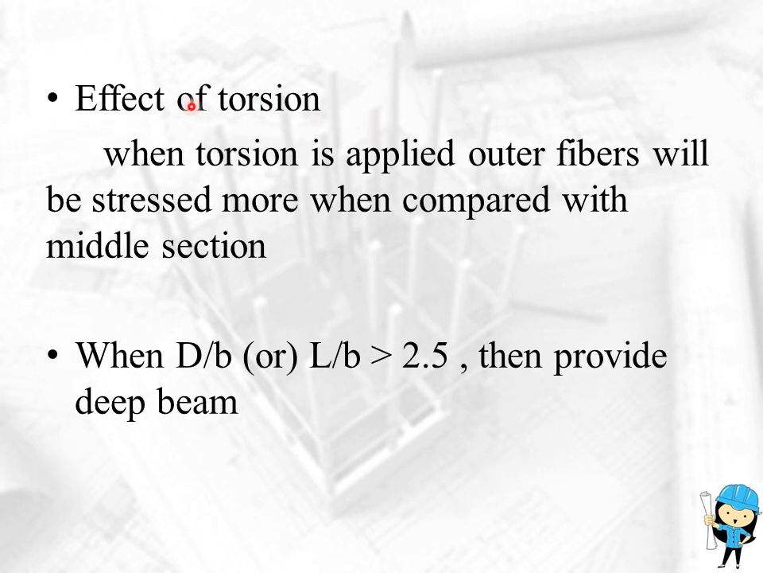Effect of torsion. When torsion is applied, outer fibers will be stressed more when compared with the middle section. Next, when D by B, that is depth to breadth ratio or length to breadth ratio, is greater than 2.5, then we will be providing deep beams.